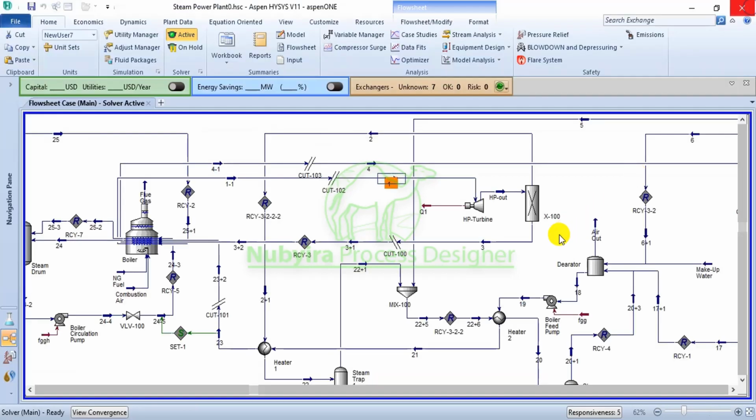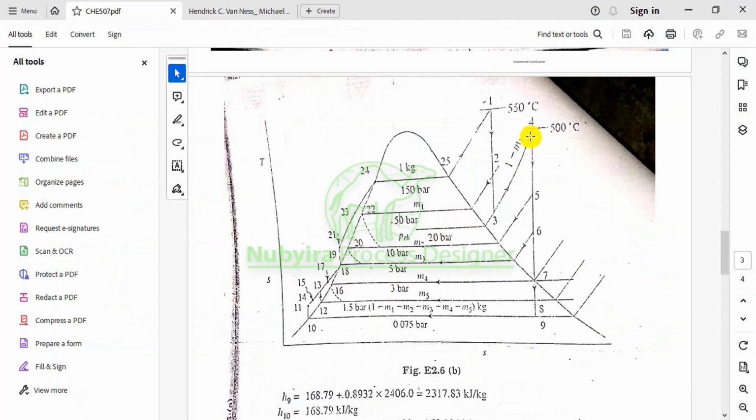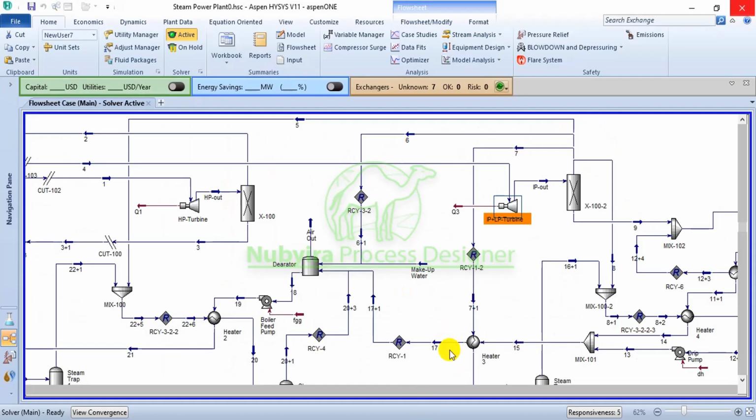Okay, 150 bar. While we have the intermediate pressure and the low pressure turbines that are operated at a lower pressure range. So the intermediate pressure is at 20 bar, while the low pressure is at 5 bar, 3 bar, with 0.75 at the condenser. You understand? So the intermediate pressure and the low pressure turbines are incorporated into this model, while the high pressure turbine is only here.